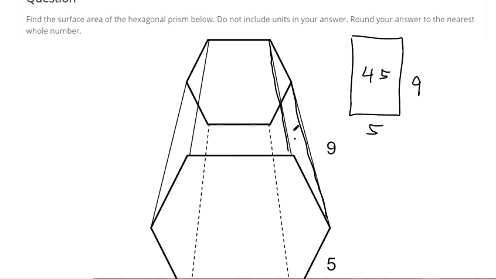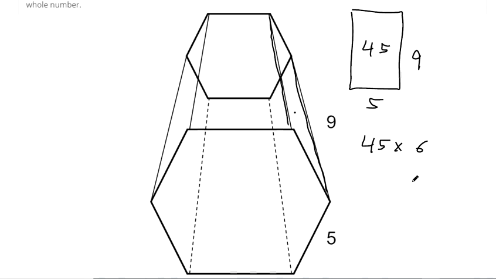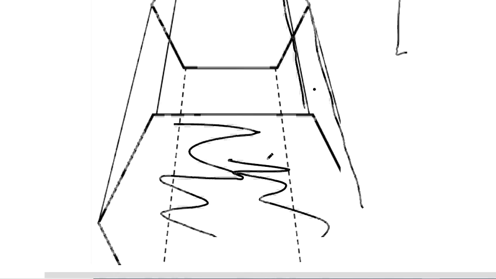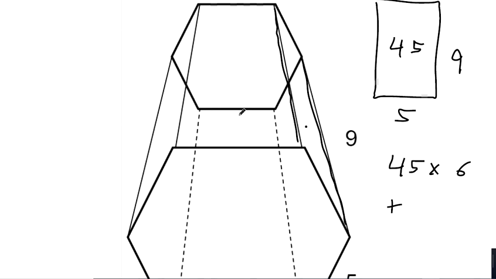Okay, so for surface area, there's 1, 2, 3, 4, 5. Wait a second. 1, 2, 3, 4, 5, 6. Yeah, there's 6 of those. So we do 45 times 6. But then we need to add this hexagonal base and kind of like this top to the hexagon up here.